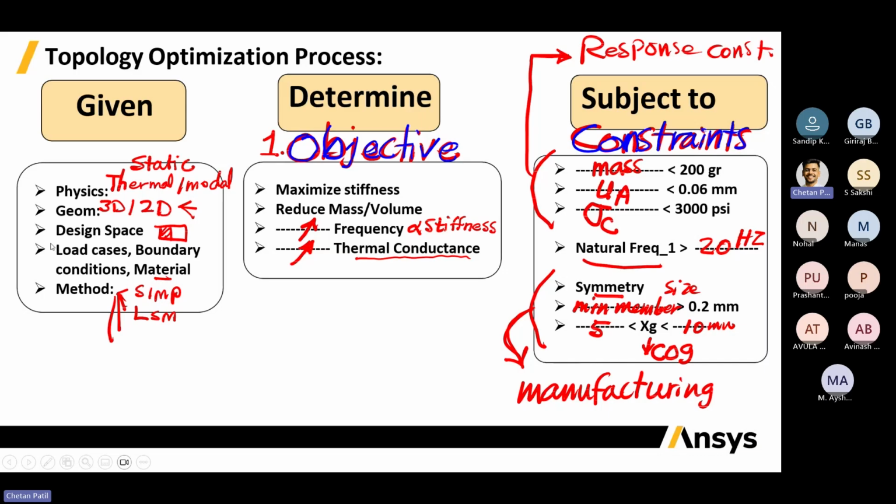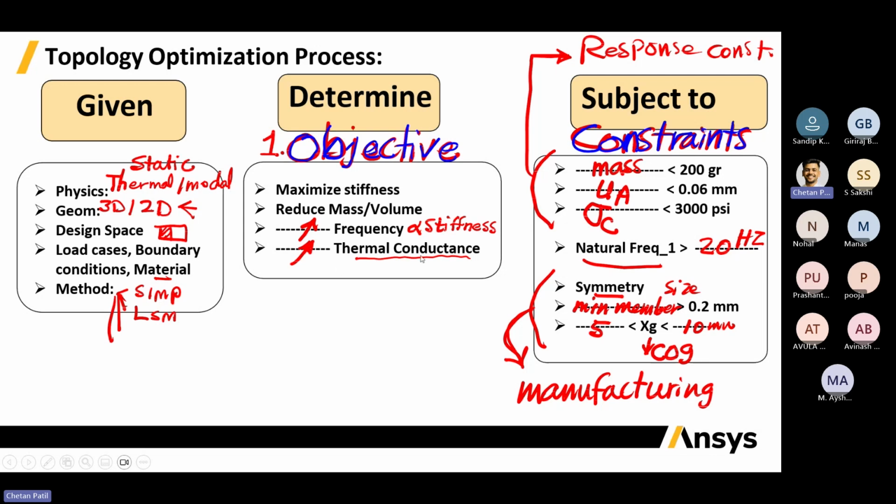And the major reason for whatever parameters are given to do the optimization process is to determine for whatever objective we are doing the optimization. So we need to know for what objective we are working with the optimization process, whether we want maximum stiffness, we want reduction in the mass or volume, we want higher frequency, so that the frequency will give us more stiffness in the geometry, or reduced frequency so that the stiffness will also get reduced. Then thermal conductance as well if you are doing a thermal simulation.